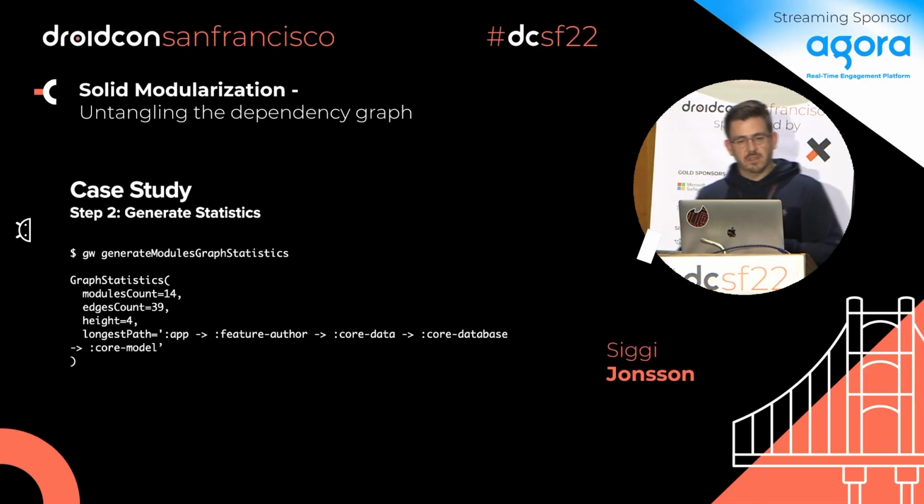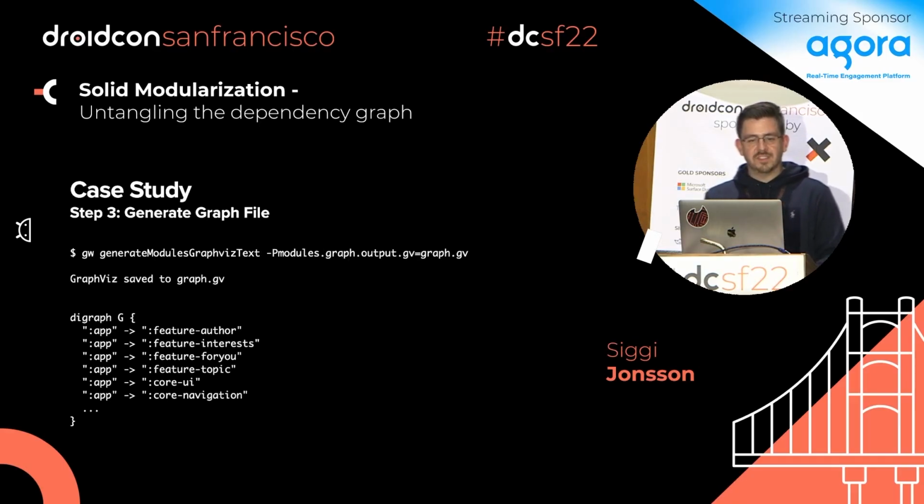We can see that for the Now in Android project, they have 14 modules, which is a bit less than we had, and they have 39 edges or dependencies between modules in their project. Their height is not bad at all. It stands at 4, and then we can see the longest path through their graph, from app to feature author to core data to core database, and finally core model.